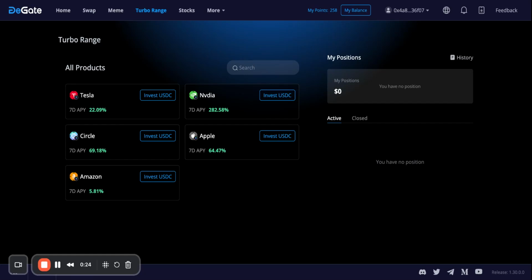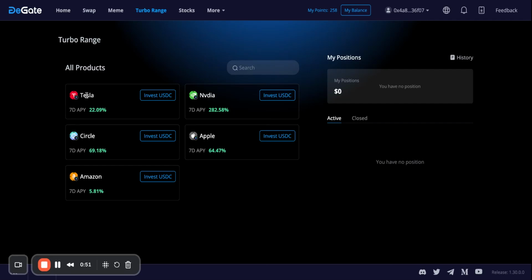And dgate is very happy to present a certain set of tokens which have recently come into the market, or X stocks. These are tokens that represent the different stocks that we see here. For example, Tesla, Nvidia, Circle, Apple. And the turbo range represents a way for us to invest in the price movements within a range.